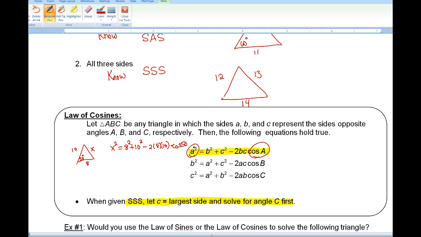Basically, what I'm saying is, remember what I said about law of sines: you have to have an angle and a side directly opposite each other? With law of cosines, you're not going to have that. You're going to be missing one of them, and that's going to determine the placing of what you're substituting in for.